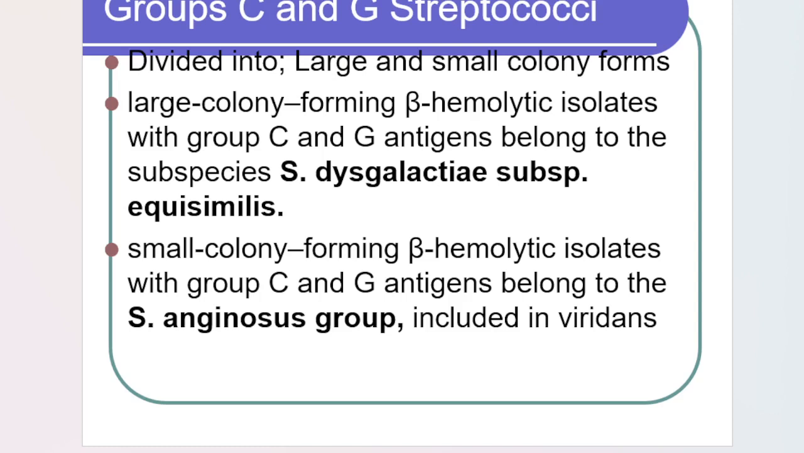So, si group C and group G streptococci can be divided into large and small colony forms. Si large colony forming beta hemolytic isolates, they belong to this Streptococcus dysgalactiae subspecies equisimilis. Pero yung mga small colony forming beta hemolytic isolate ng C and G, these are included sa grupo ng Streptococcus anginosus group kasama ng mga viridans.